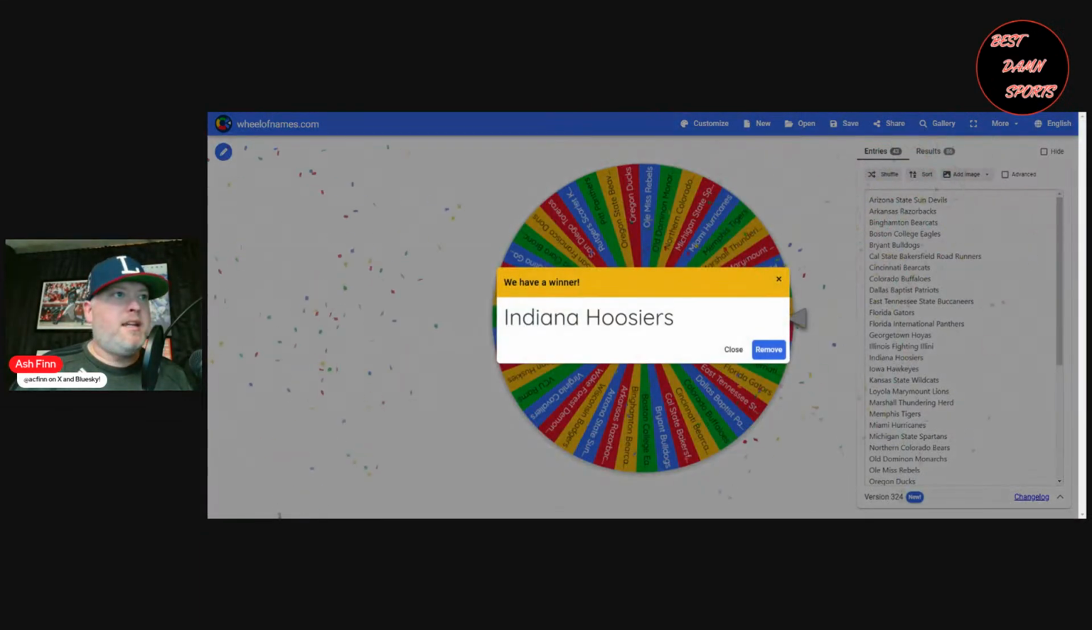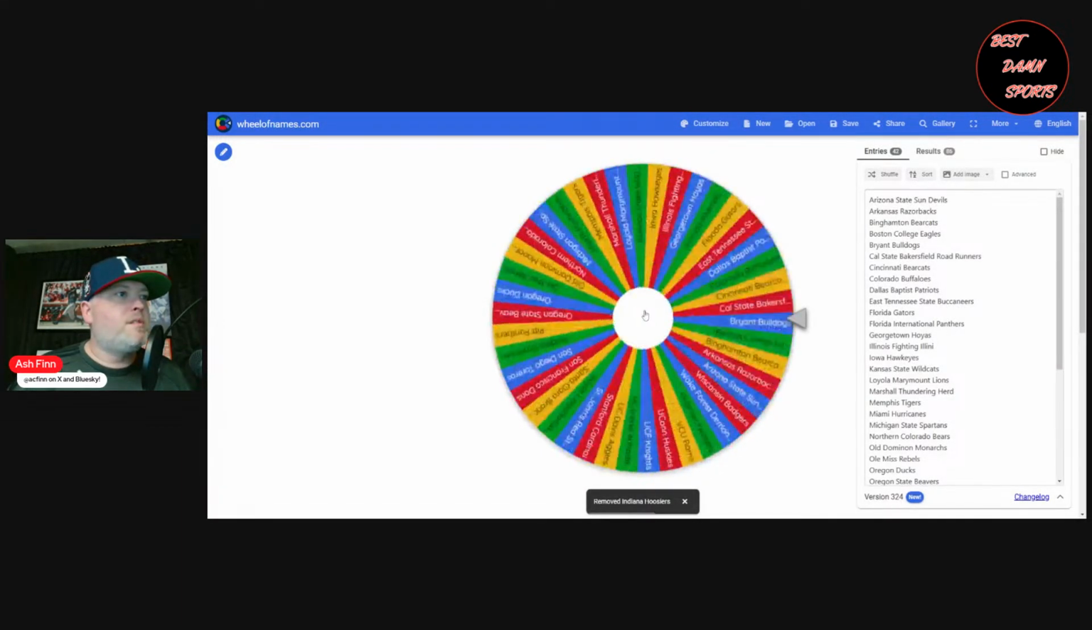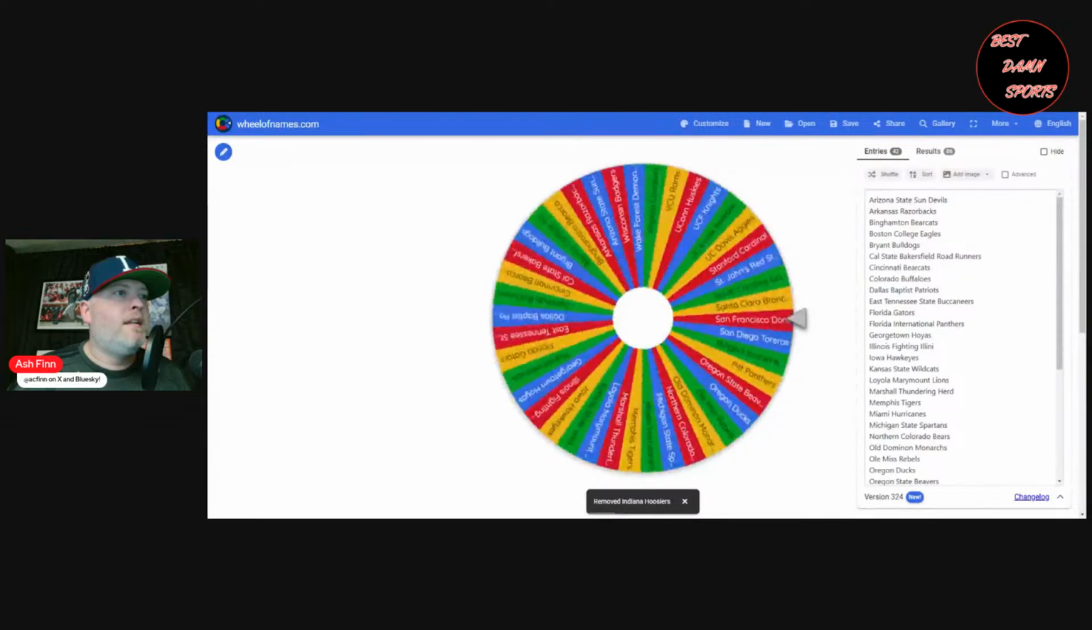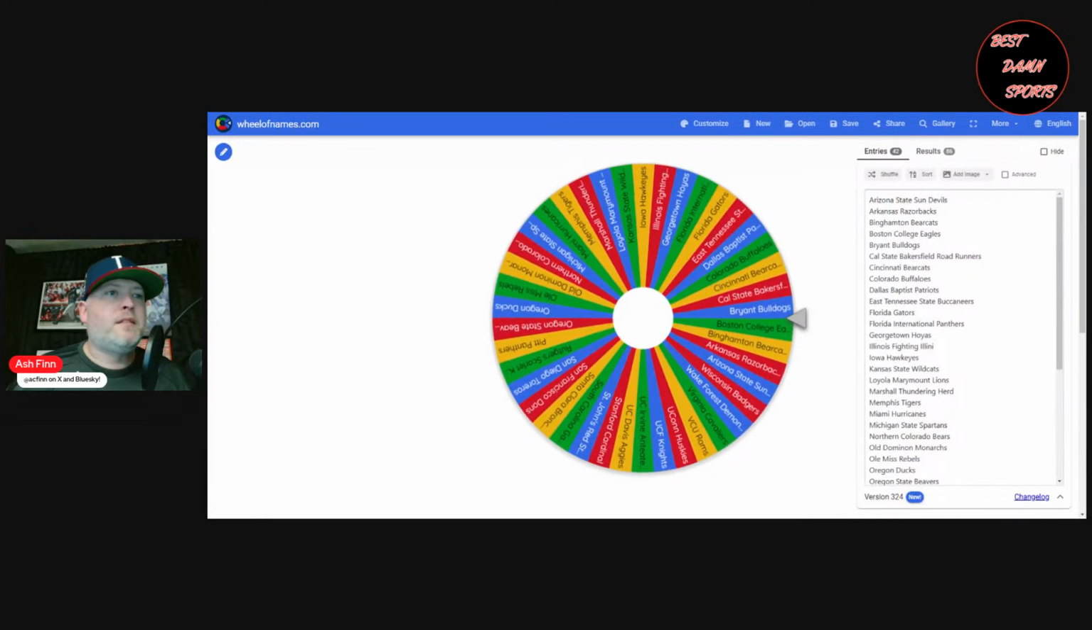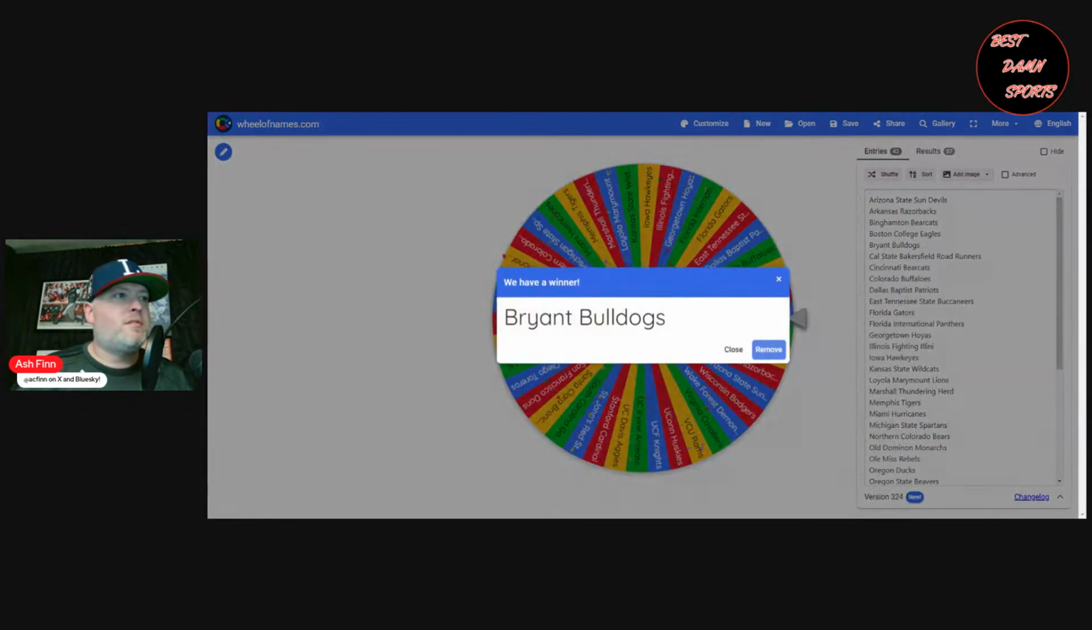Next up, the Indiana Hoosiers out of the Big Ten will be drafting 7th. Brian, if you're there, congratulations. You are now picking number 7. I think all the conference commissioners have been taken now. Yeah, all the conference commissioners are in the back halves of the draft, basically.